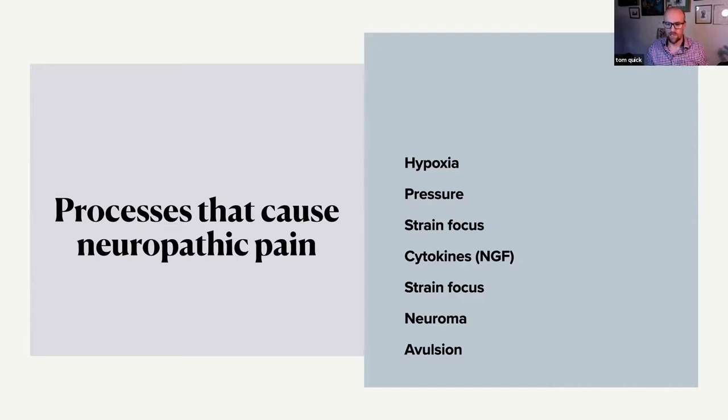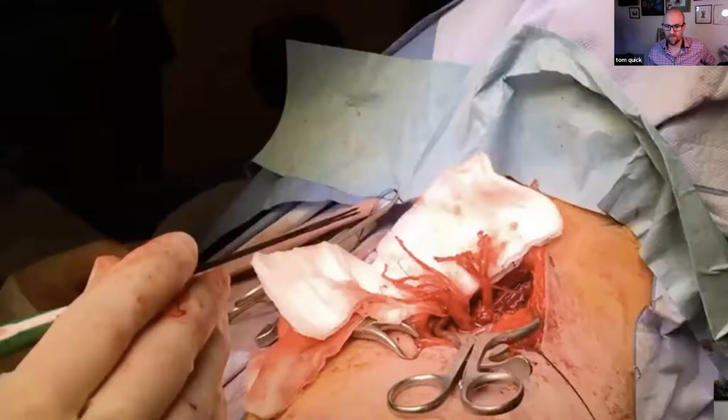Cytokines and local tissue release, for example, from skin that just floods out nerve growth factor, can stimulate damaged nerves. We've got strain focus again as a repetition, and then we'll move on and talk about what happens when you cut nerves as a neuroma, or as Dean has mentioned, pull them from the spinal cord, and we'll deal with that first.